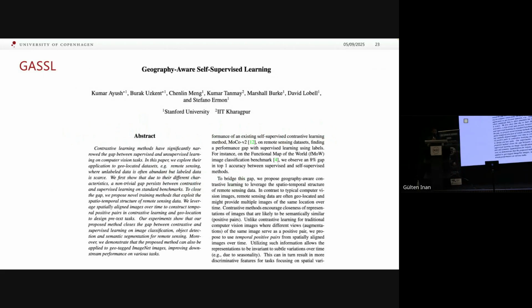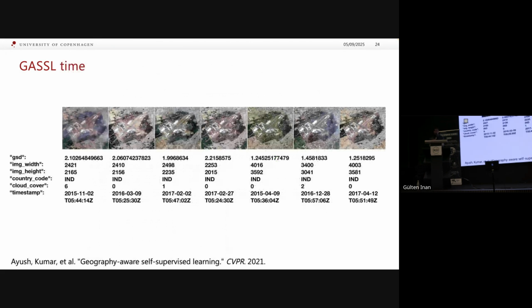Okay, so let's talk about some pre-training approaches that use geolocation and time. There was this paper, I think it's one of the first ones that showed this idea, geography-aware self-supervised learning, GASSL. And the key idea was, let's move away from these weird artificial augmentations and use something more realistic. One thing, obviously, is that we can get a time series of a location, and we get naturally augmented data. So we get natural augmentations that are realistic.